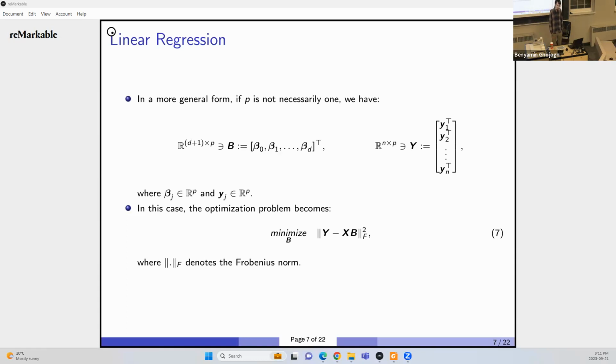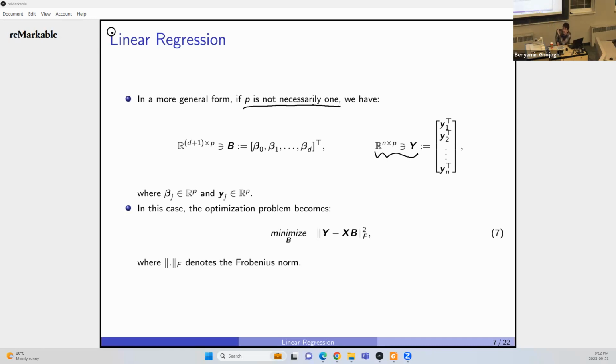Okay. In a more general form now, if p is not 1, let's generalize it to the case where the dimensionality of the label is more than 1, right? So each of the y_i's will be a vector. So we can stack them row-wise now. Again, the labels also should be stacked row-wise. Therefore, I will have an n by p matrix Y with n rows and p columns, because each label has p dimensions. And now my beta becomes a matrix.